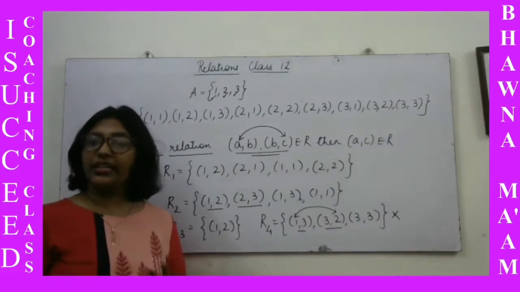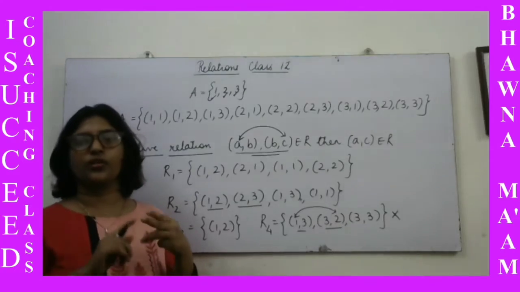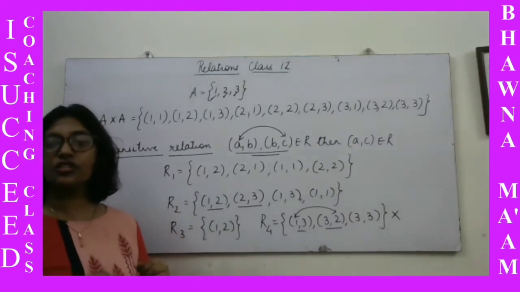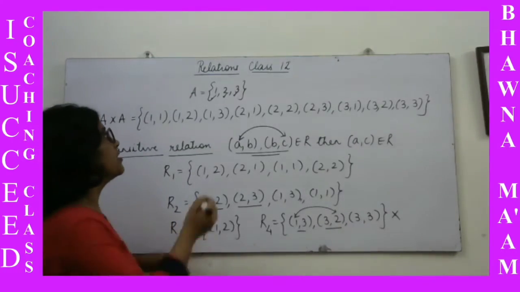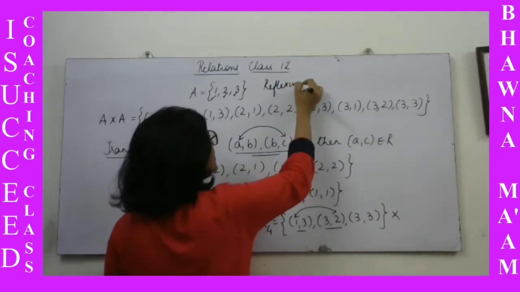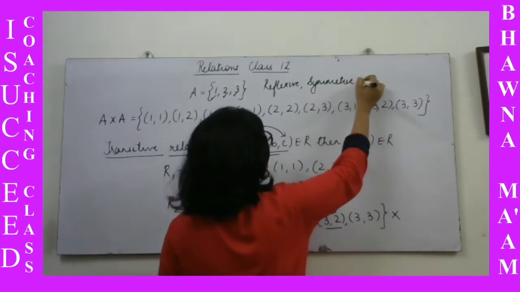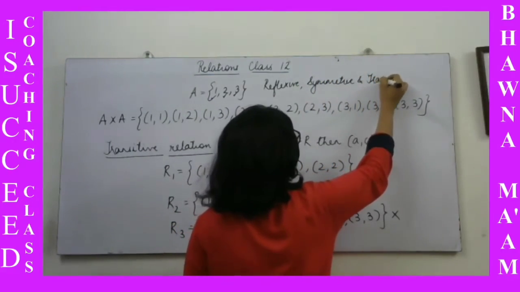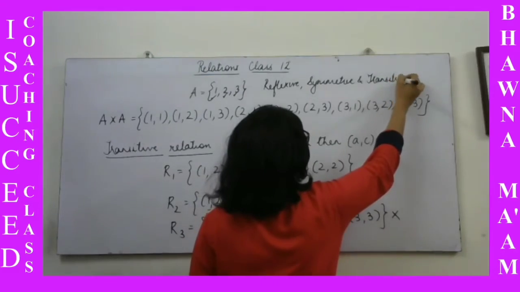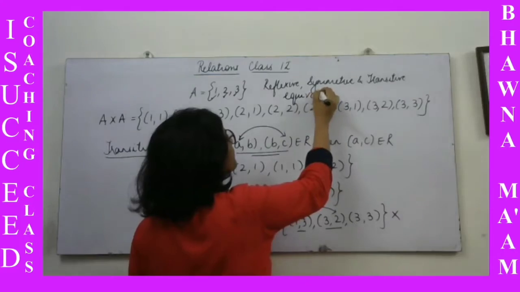So these are the 3 different types of relations which we saw. First one was reflexive, then symmetric and transitive. A relation which is all of this, that is, it is reflexive, it is symmetric, and it is transitive, all 3, then that relation is said to be an equivalence relation.